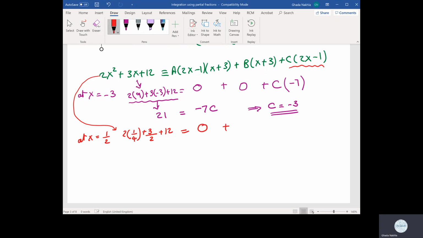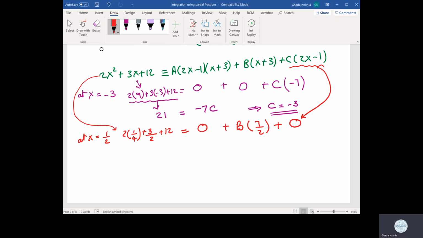Plus, I'm substituting x as 1/2, so let's go here. For b, I'm substituting x as 1/2. So x plus 3 is 3 plus 1/2, which is 3.5. What is 3.5? 3.5 is 7 over 2, multiplied by b. Plus, if you substitute x as 1/2, this will become 0.